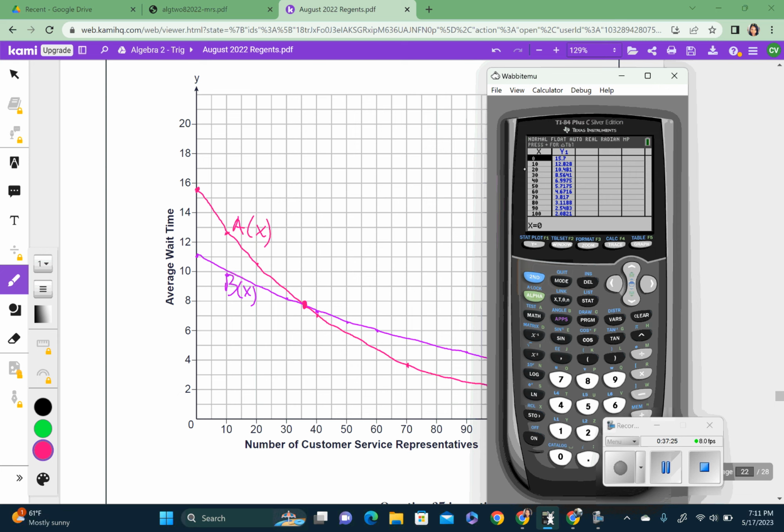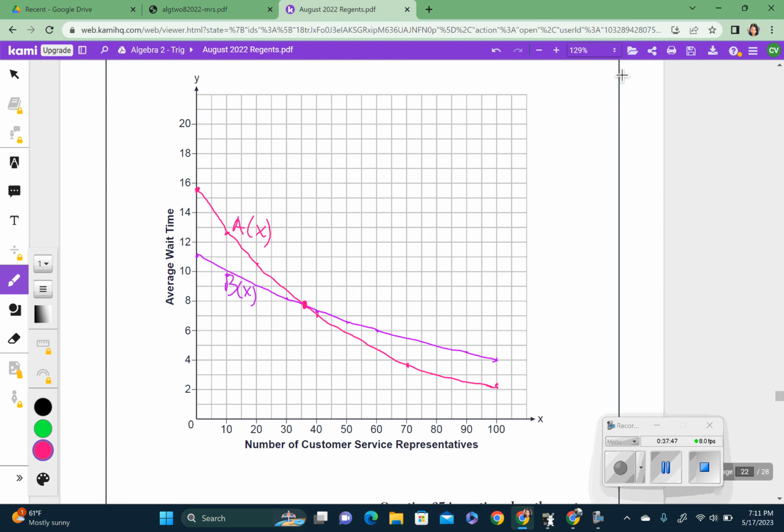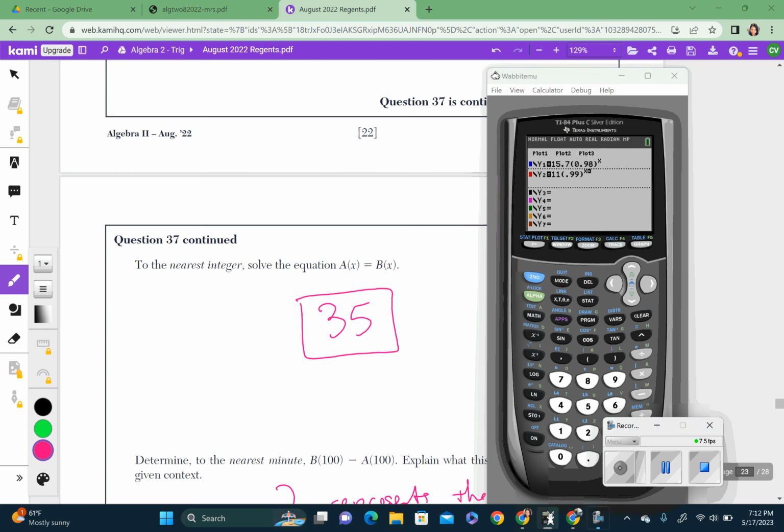So I went to 0, 15.7, boom, put a dot. 10, 12.828, right? It's almost close to like 13. So I put a dot there, and I kept doing that all the way through, and I did the same thing for b of x. So that's how you graph using your graphing calculator, okay?